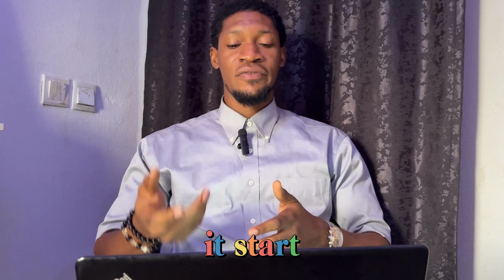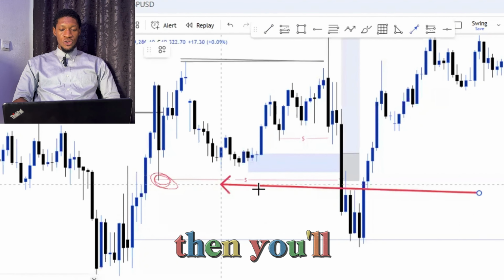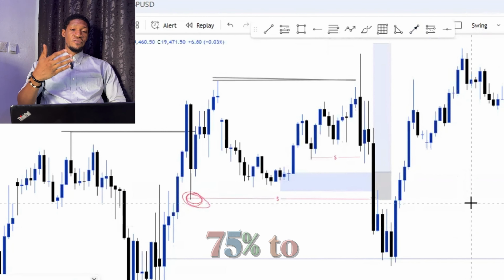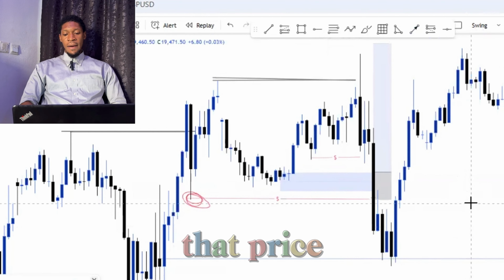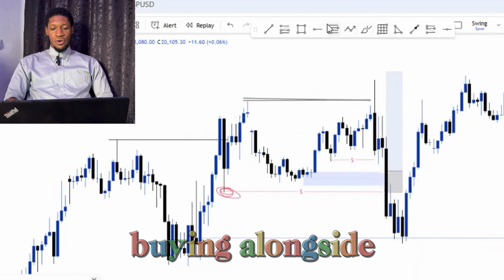So now this is what I mean by that. After you've established this region to be your point of inducement and these are your points of liquidity, then you'll be more confident, not just 100% confident, it might be like 75% to 80% confident that price has to get to this region for us to start buying alongside the market.